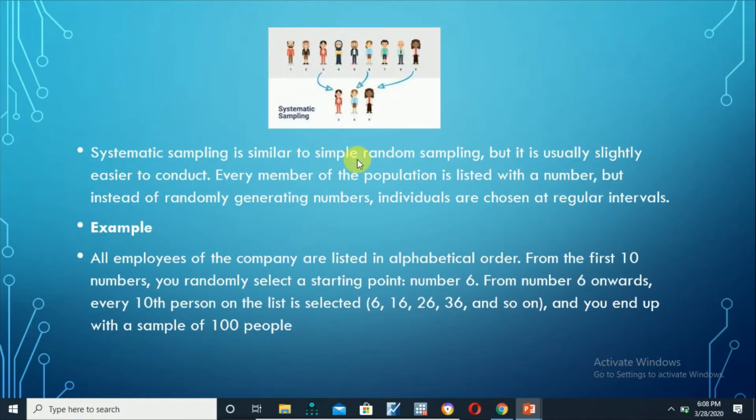Systematic sampling is similar to simple random sampling, but is usually slightly easier to conduct. Every member of the population is listed with a number, but instead of randomly generating the numbers, individuals are chosen at regular intervals. For example, all employees of the company are listed in alphabetical order. From the first 10 numbers, you randomly select a starting point, number 6. From number 6 onwards, every 10th person on the list is selected, like 6th, 16th, 26th, 36th and so on, and you end up with a sample of 100 people.